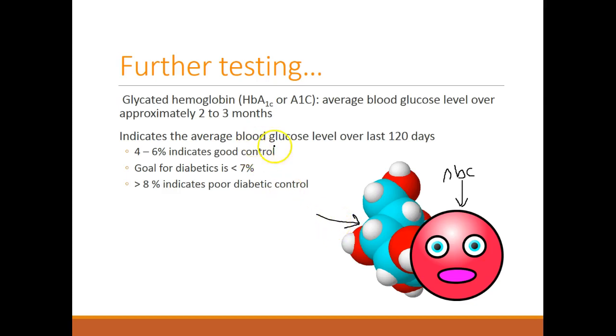And this right here is your glucose molecule. If you know the average lifespan of a red blood cell is about 120 days, this looks at the average blood glucose level, and the percentage of red blood cells that have glucose attached to them will give a good indication of control. Typically 4 to 6% is good control. The goal for diabetics is typically less than 7, but anything greater than 8% is an indication of poor diabetic control. So again, this is where diabetics really cannot lie.